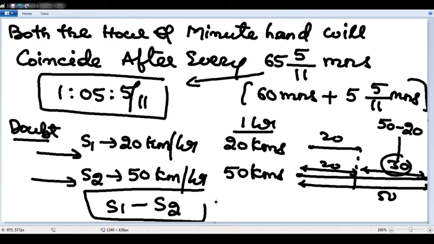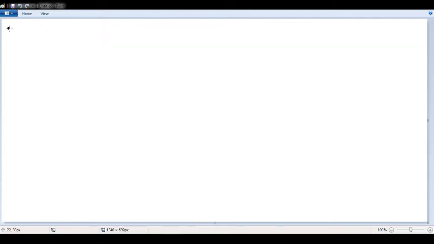right? Now I hope it is clear. Both the hour hand and minutes hand will coincide after every 65 5 by 11 minutes. Very important point. Right. Now think logically. Next one. Note. I will write the important key point here. Both the hour hand and minutes hand will coincide after every 1 hour 5 by 11 minutes.